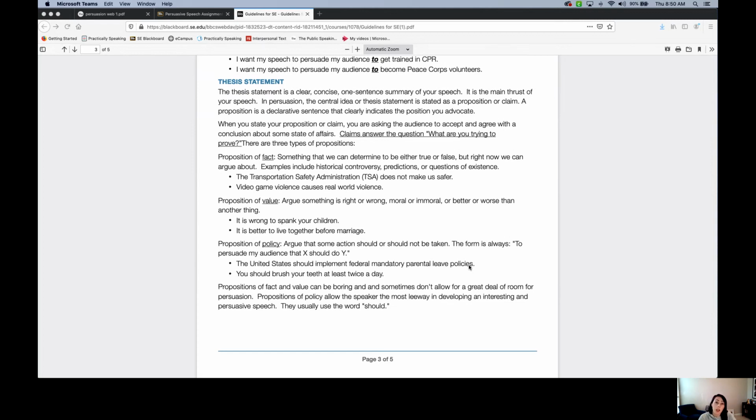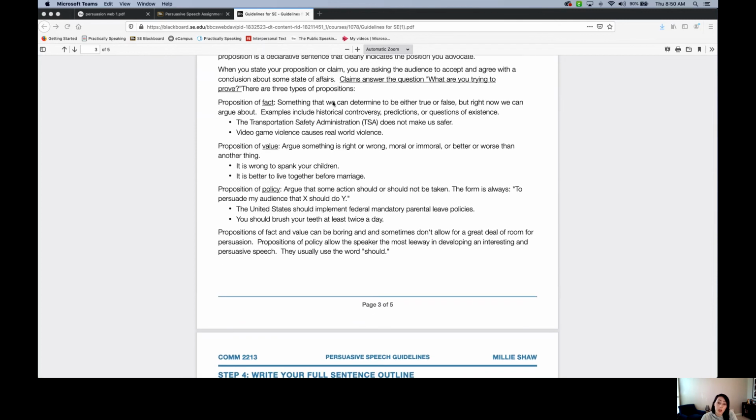And there are three types of propositions that you might be advancing in your persuasive speech. So your proposition or your claim tells the audience what you're asking them to accept. Claims answer the question, what are you trying to prove? And there are three types of propositions: propositions of fact, propositions of value, and propositions of policy. Propositions of fact are not, a lot of people are like, well, a fact is a fact. Well, yeah, sort of, but not always.